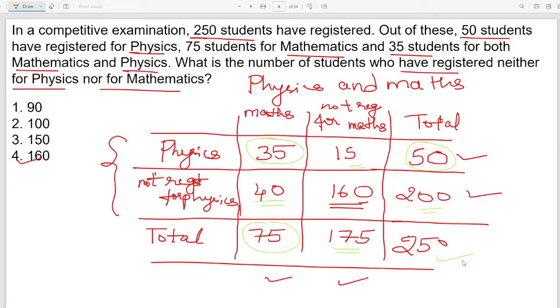I hope, Prajwal, this is clear. Yeah, this is not registered for both maths and physics. 160. What is the number of students who have registered neither for physics nor for maths? Neither for physics nor for maths is 160. Is it clear?